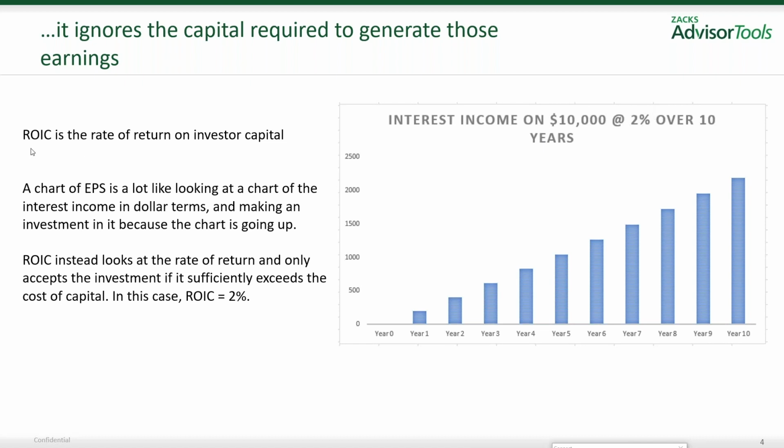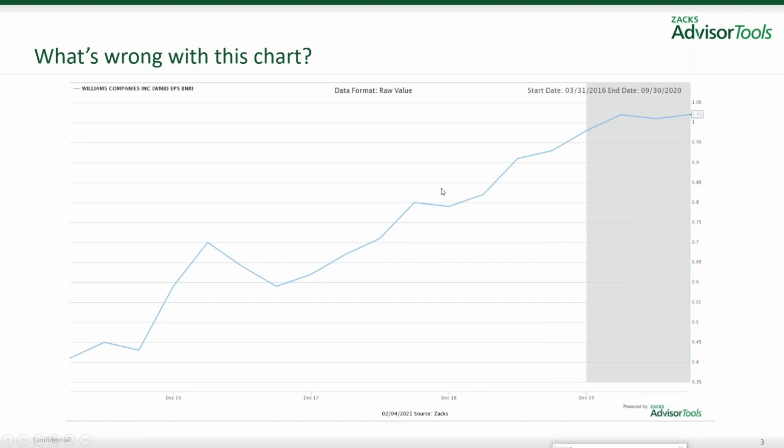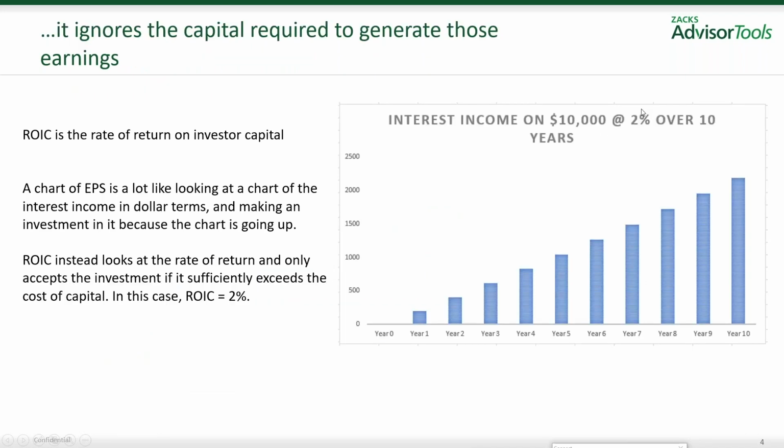So ROIC, rather than looking at just pure earnings, which is what the previous slide did, what we want to find out is what was the rate of return that the company generated to produce those earnings in the first place.